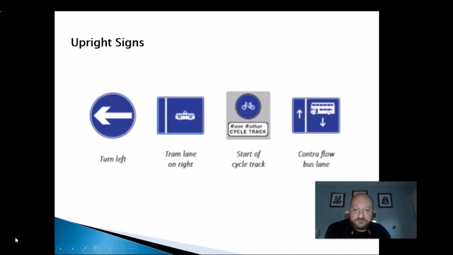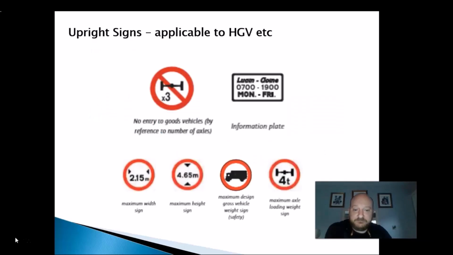Upright signs. This first one is go to the left, there's a tram, there's a cycle track, and there's a contraflow bus lane. Upright signs applicable to heavy goods vehicles. That first one there is 3-axle restriction. Informational plate, that's a width restriction, you can tell by the arrows. This is a height restriction because the arrows are going up and down.